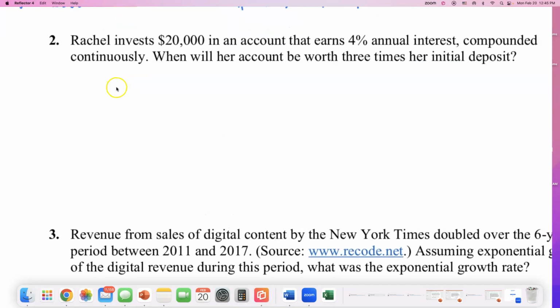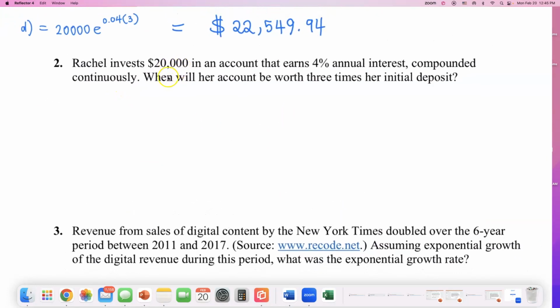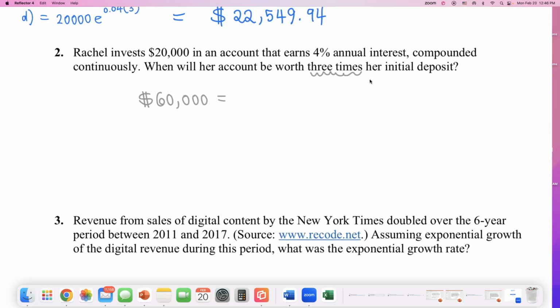Number 2, it says Rachel invests $20,000 in an account that earns 4% annual interest, compounded continuously. When will her account be 3 times her initial deposit? Okay, so if she starts with $20,000, what does she want to end up with? 3 times her money, right? So she wants to end up with $60,000 at the end instead of $20,000. I got that 60,000 by doing 20,000 times 3.